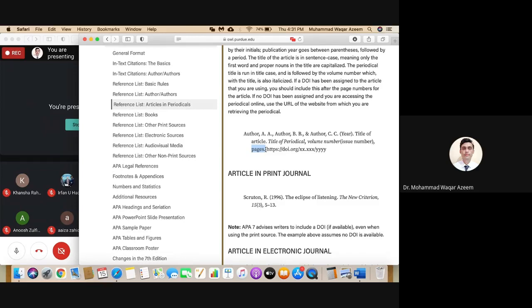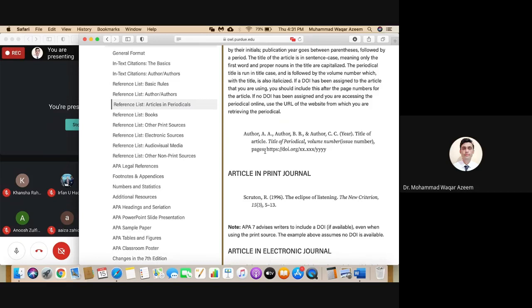Now, if you are taking a research article from a research journal, that research article might begin on page 25 of that research journal, right? And this research article might end on page 39, starting from 25, ending at 39. So you need to indicate over here what are the pages of this particular research article that you are consulting to write this particular paper, right? So you will write pages 25 to 39 over here, and then don't forget to put a period after that again.